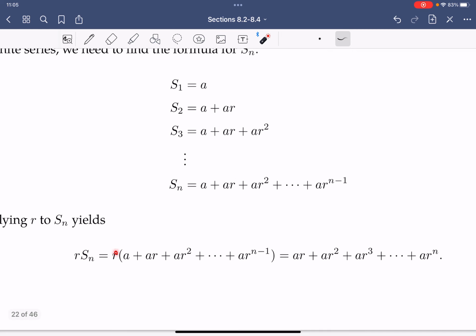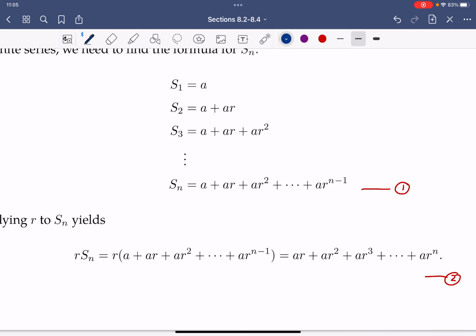So I expanded everything. So I'm going to get ar squared, ar cubed, and up to ar to the n. And then I call this thing equation 1. I call this thing equation 2. And then if I do equation 2 subtract equation 1, or 1 subtract 2, doesn't matter.